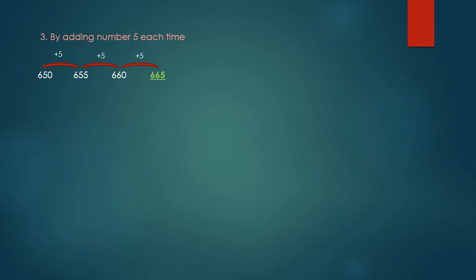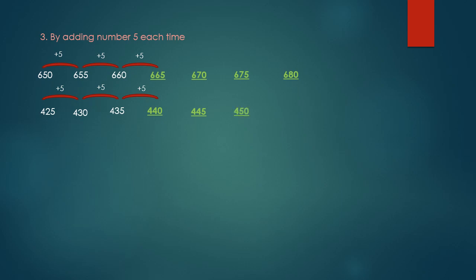These are 670, 675, 680 and so on. Next example is 425, 430, 435. Again, we will look at the sequence of numbers. First number is 425 and second number is 430. Means 425 plus 5 is equal to 430. Same as 430 plus 5 is equal to 435. 435 plus 5 is equal to 440. Keep adding 5 each time. Next number will be 445, 450, 455 and so on.